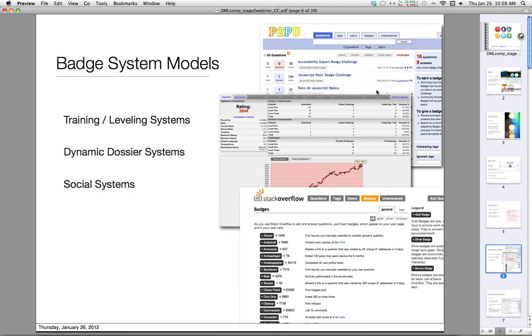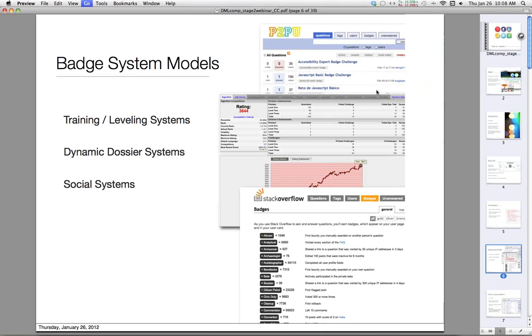So let's take a look at some badge system models now that we have a good understanding of the way the Open Badge infrastructure works. So badge system models, we're really going to talk about 3 here. Obviously there are many kinds of badge system models, but we'll cover 3 here. So if you have an alternative to this in your proposal, perfectly okay. The 3 that we'll talk about are training or leveling systems, dynamic dossier systems, and social systems. And let me just jump right into that.